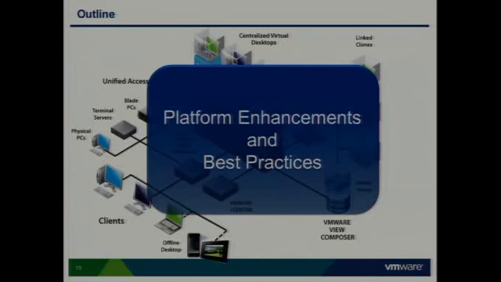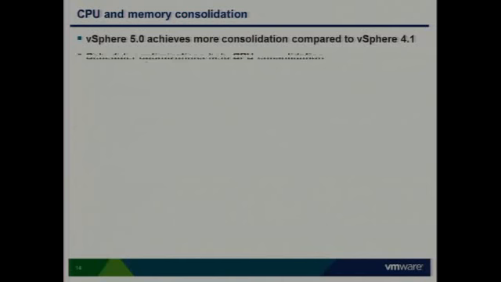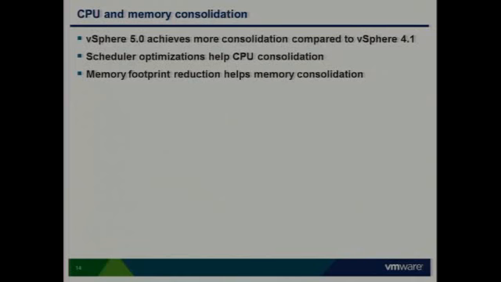Excellent overview of the VDI space and the problems that we are facing. What I'm going to do now is focus on the platform optimizations and improvements that we have made in vSphere 5.0. We have made CPU and memory consolidation improvements. As Rishi mentioned, we've made some CPU scheduler enhancements that will work out of the box and give you better CPU consolidation. We have also made memory footprint reductions, which helps you pack more VMs on a given physical server.